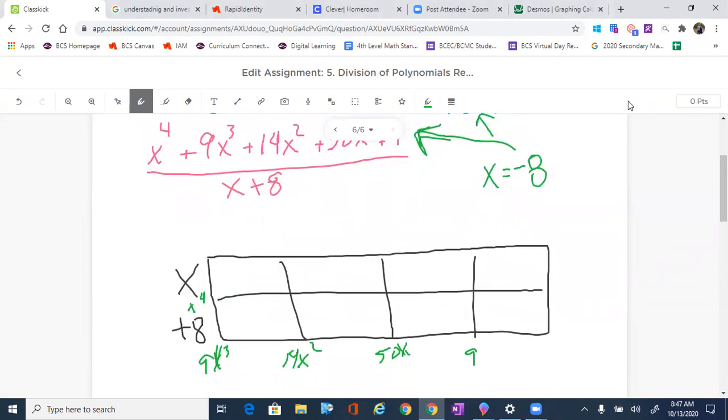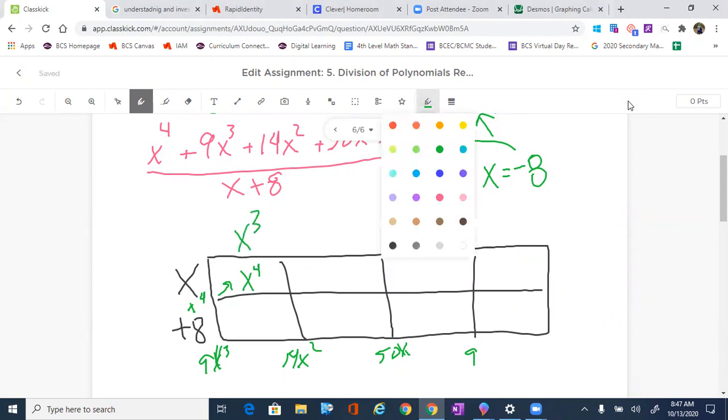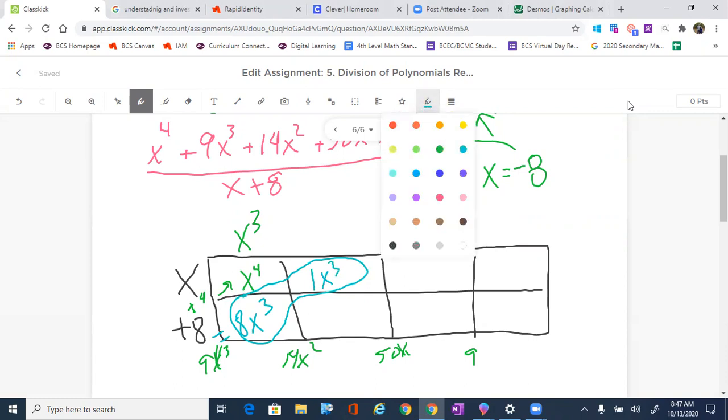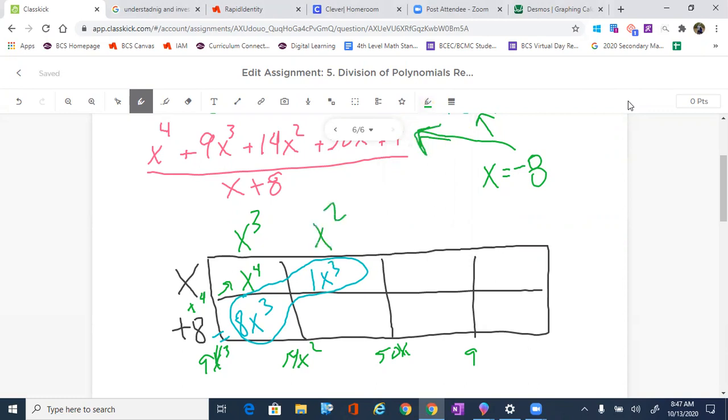So let's start. I'm going to take the x to the 4th. I'm going to slide it in, and then I'm going to slowly work on that division. So this becomes an x cubed. I'm going to say x cubed times 8, which is 8x cubed. Now remember, this box plus this box need to add to that 9x cubed, and we're going to say that must be 1x cubed. And then once we have that, I'm going to say, okay, well, x times what is x cubed? That is x squared. So x squared times 8 is 8x squared.